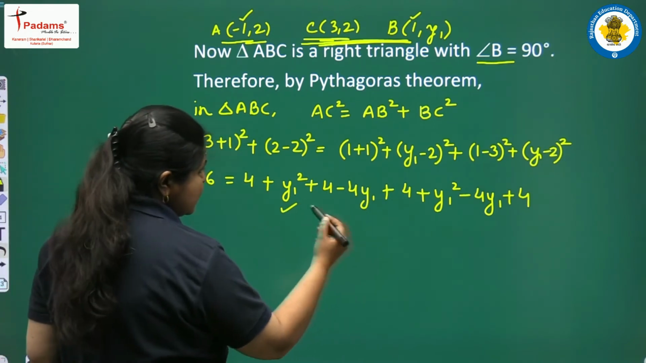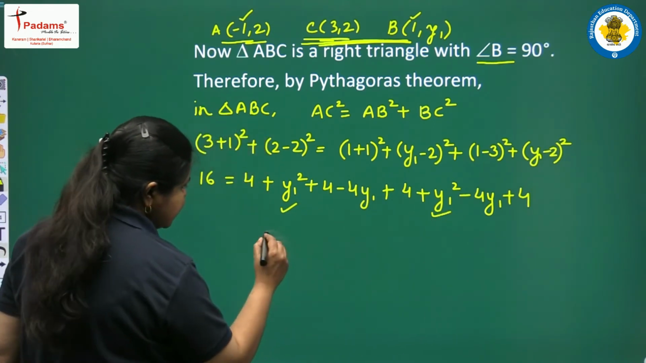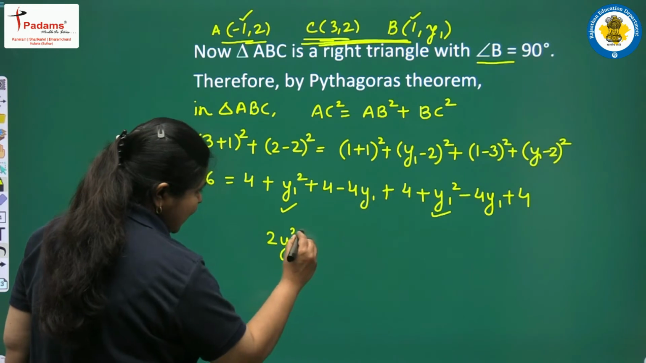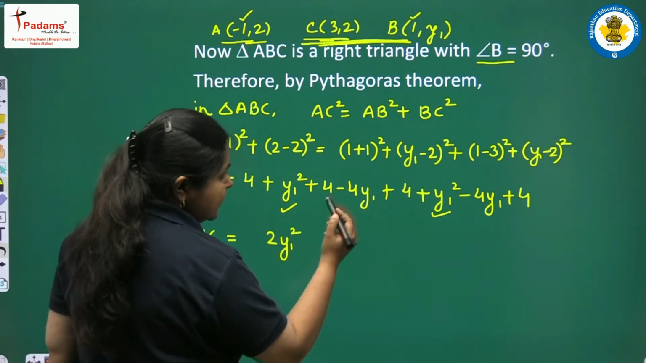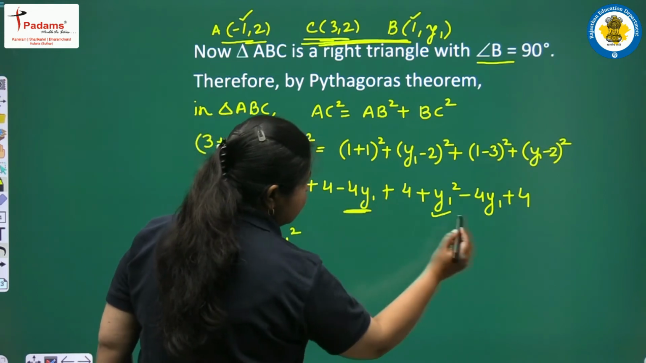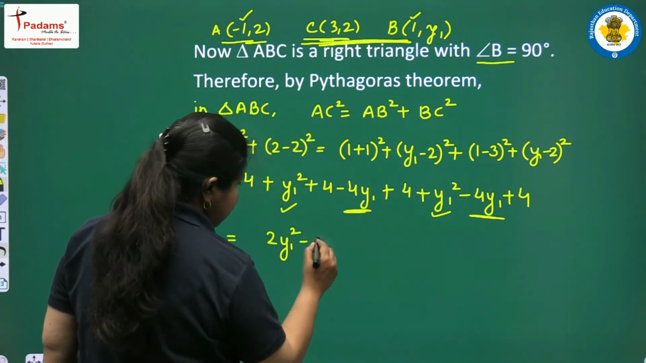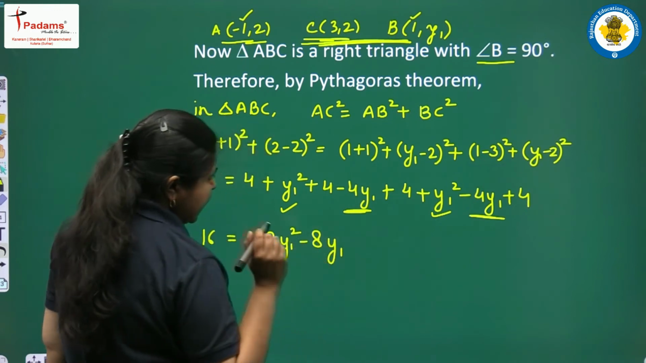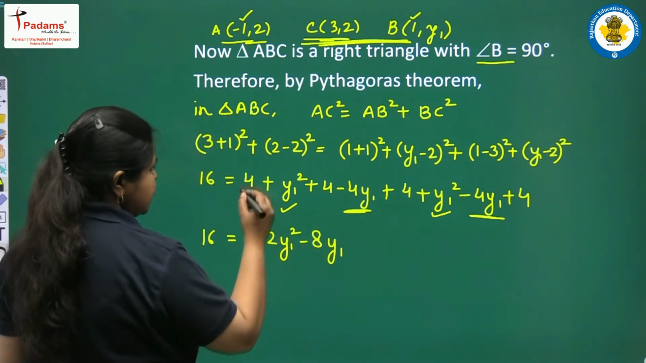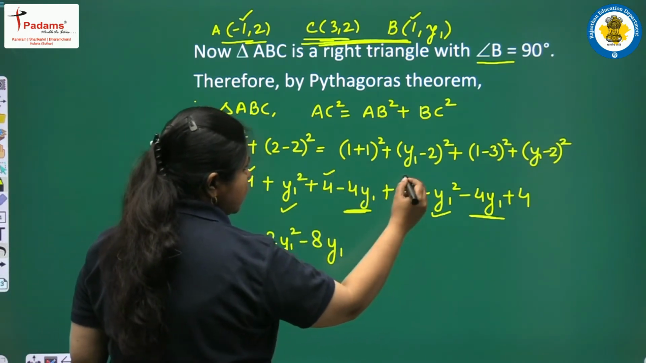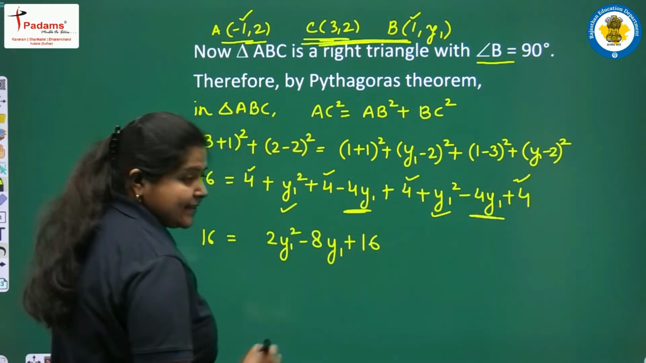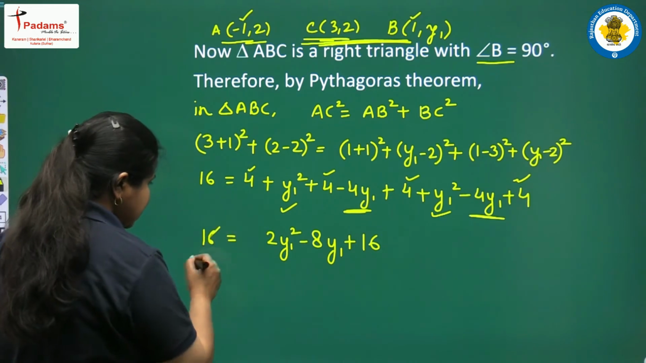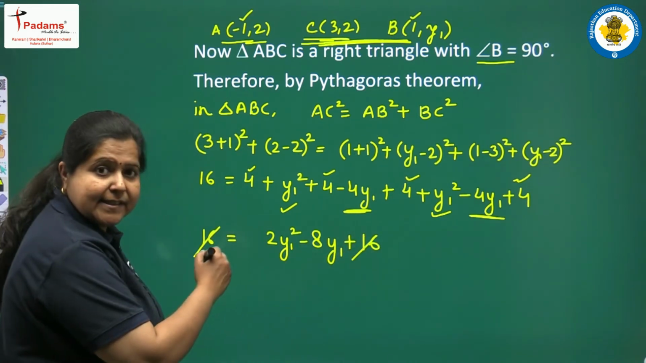You will see y1 square, it is 2 times y1 square. Here we have 16, so write it here. Then minus 4y1, it will become minus 8y1, and then 4, how many times is it? 1, 2, 3, 4. So 4 4s is 16, so we write here 16. Now this 16 and 16 will be cancelled, and here 0 will be left.